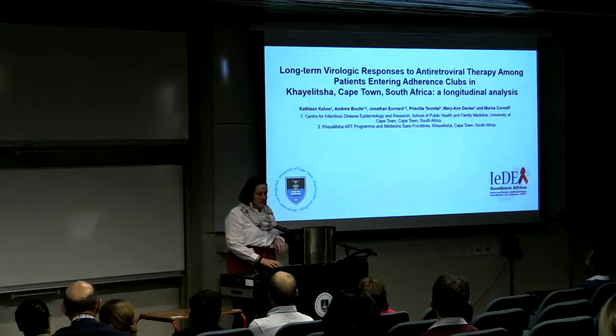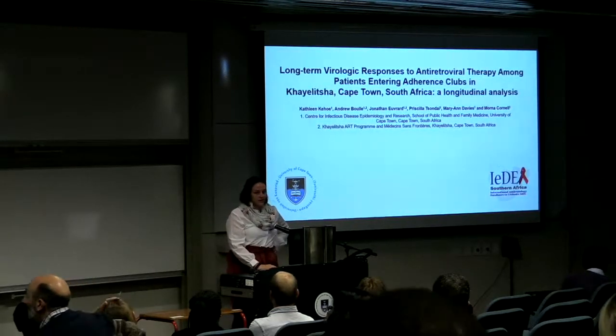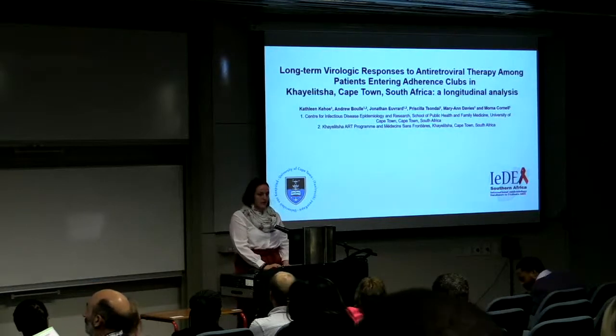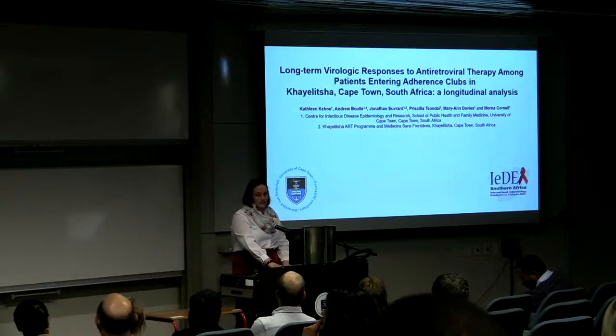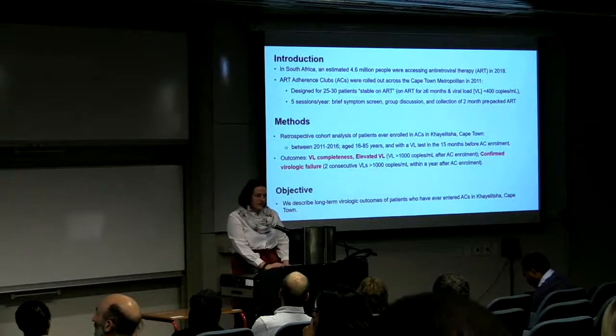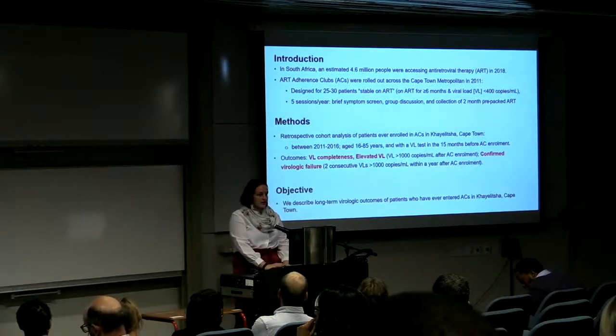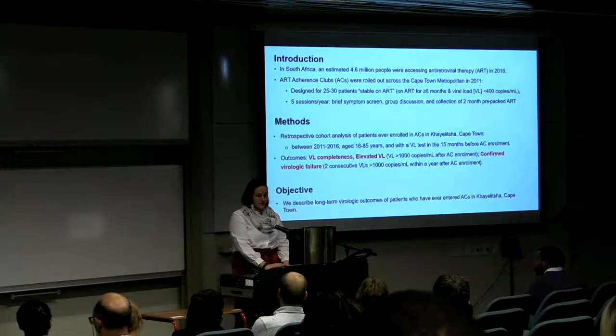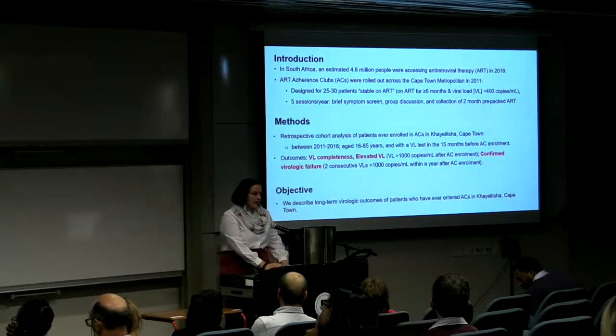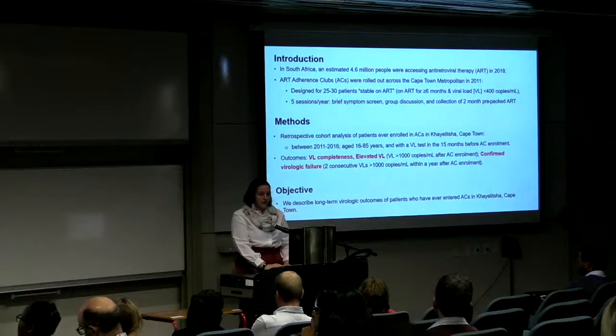Good afternoon. I'm Kathleen, and today I'm going to talk to you about long-term virologic responses to ART in patients who entered adherence clubs in Khayelitsha. So in 2018, there are estimated 4.6 million people who are on ART, and we expect this number to increase as universal test and treat is rolled out. And so there's really a need for differentiated service delivery models.